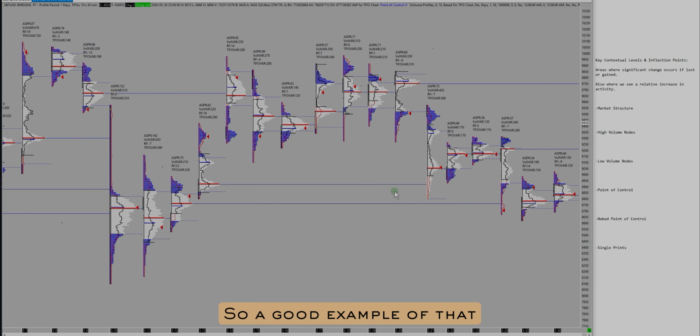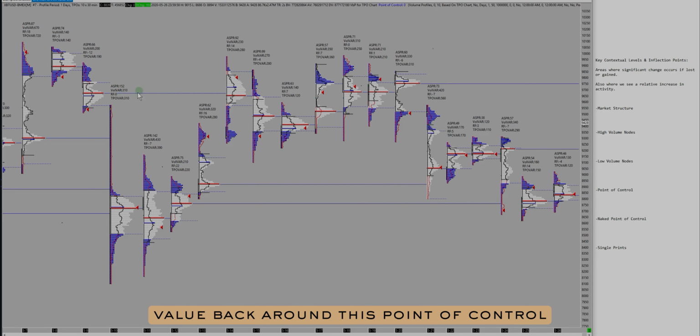So a good example of that is looking back. Okay, this naked point of control right here, when the trend moved up, it gapped up within this entire imbalance, within this single print, and essentially started settling back around this fair value, back around this point of control.